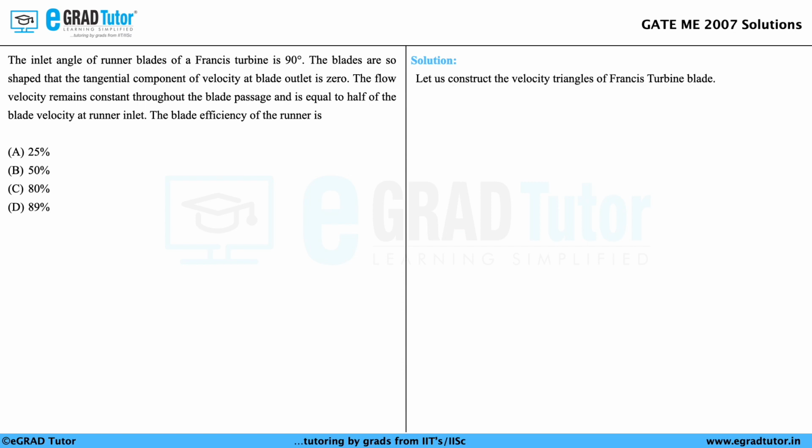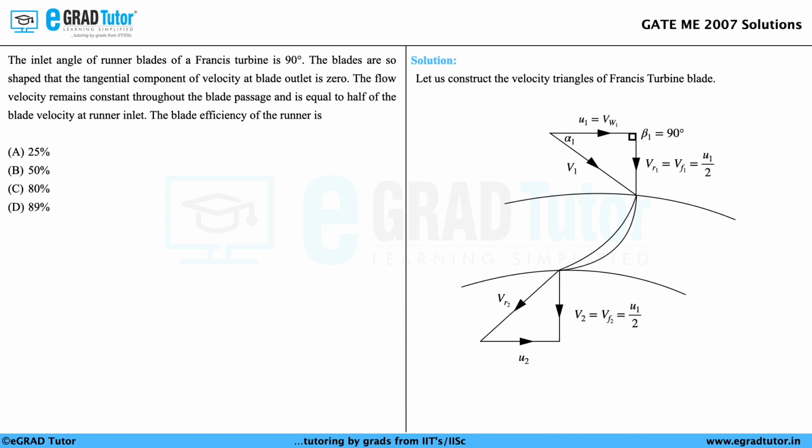Let us construct the velocity triangles of a Francis turbine blade. This is how the inlet velocity triangle and outlet velocity triangle look. Here, please note that U1 is the tangential velocity at the inlet. V1 is the absolute velocity of the jet at the inlet of the runner. Alpha 1 is the angle made by absolute velocity at inlet. Beta 1 is the blade angle at the inlet, which is given as 90 degrees.